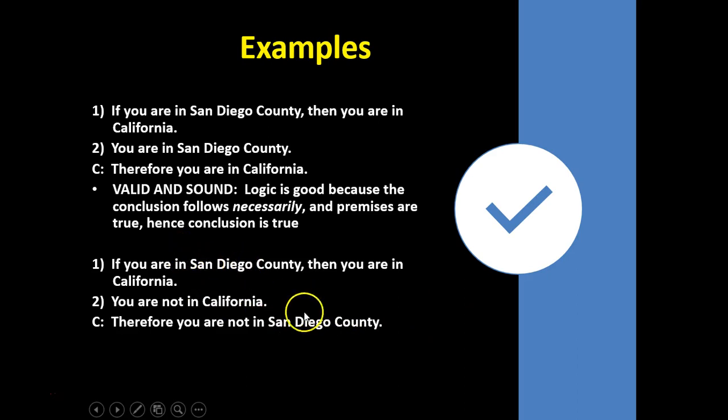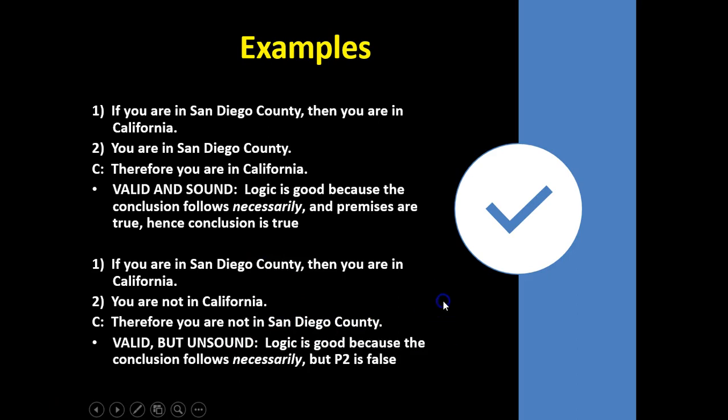Is this true? Yes. We got to pretend like we're all in California. I typically use these in my in-person classes, right? So it's easy to verify this. Let's pretend like we're all here. And then this says, you are not in California, therefore you're not in San Diego County. So true, false, which makes this argument unsound. So it's valid but unsound. Logic is good because the conclusion follows necessarily, but premise 2 is false because we are in California.